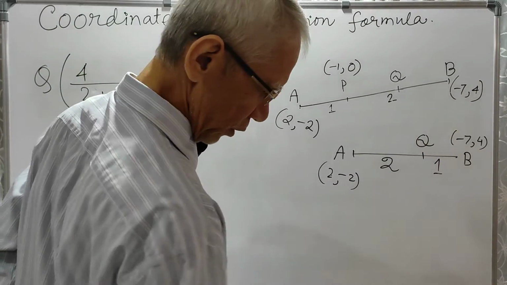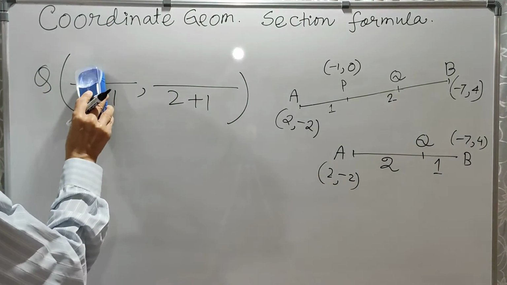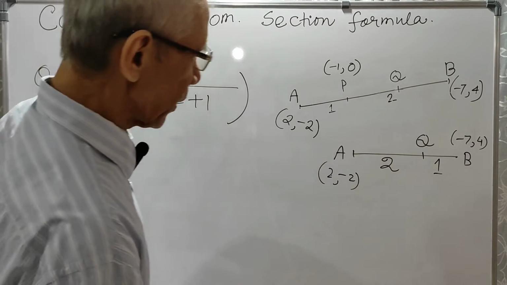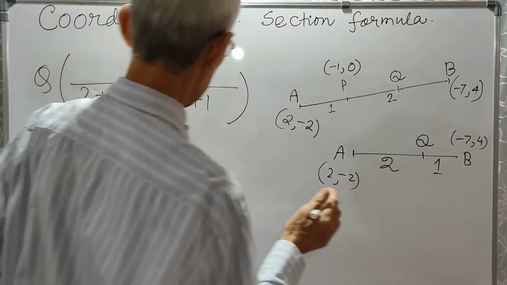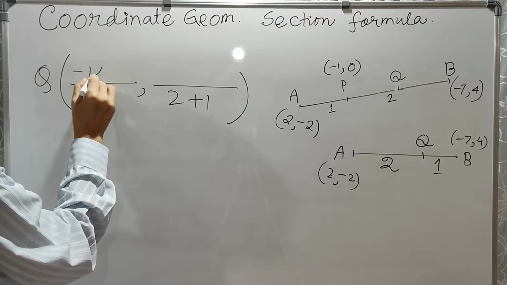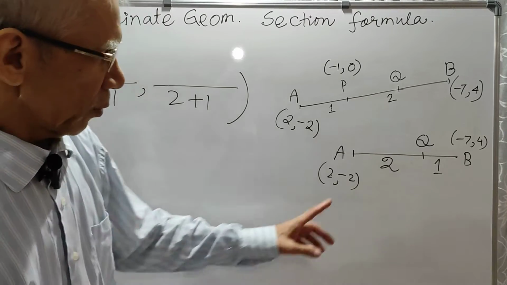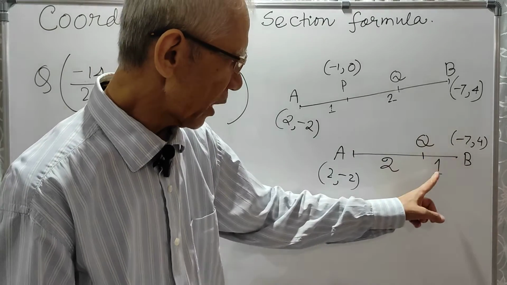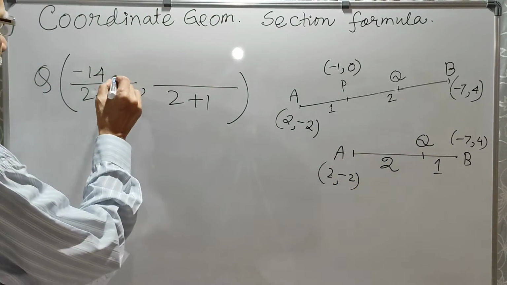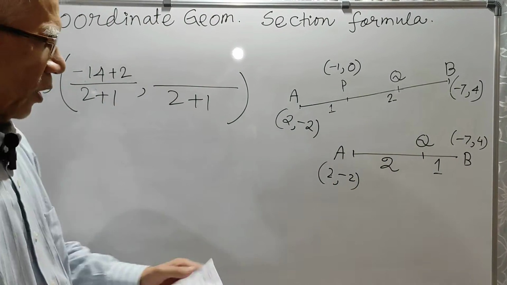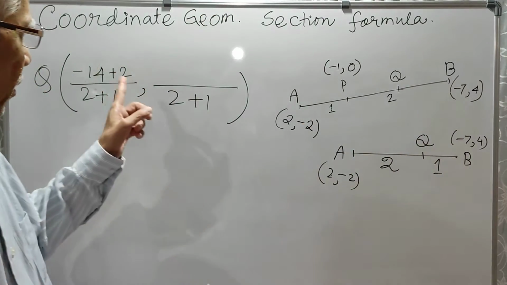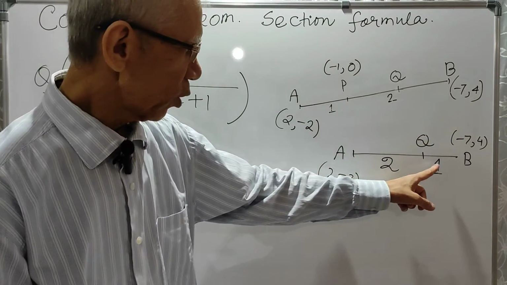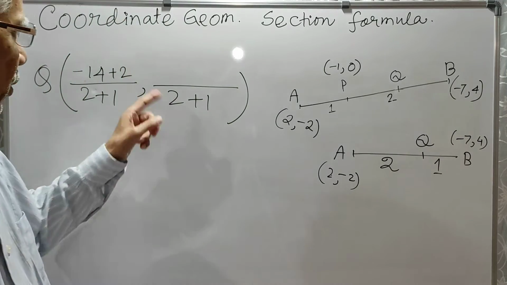Sorry, that opposite rule: not 2 into 2, but 2 into minus 7, which is minus 14. So 2 into minus 7, minus 14, plus 1 into 2. 1 into 2 is 2.